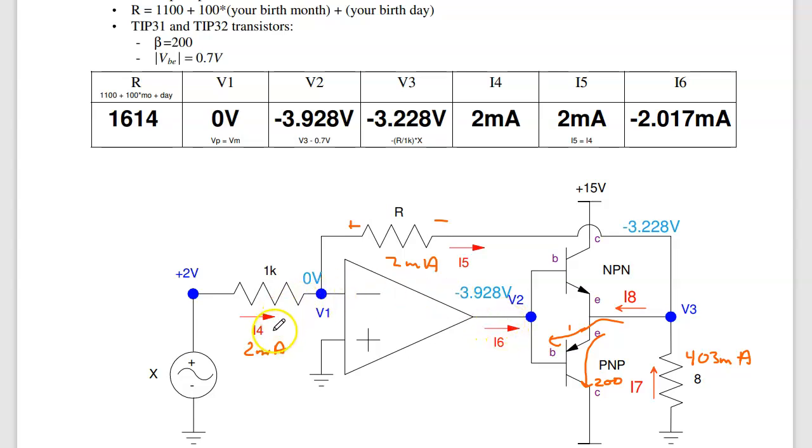So the answers are V1 equals 0, V2 is minus 3.98 volts, V3 is minus 3.22 volts, I4 equals I5 is 2 milliamps, and I6 is minus 2 milliamps. That's quiz number 1 for ECE 321 for fall 2021.